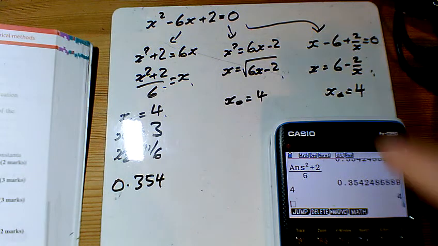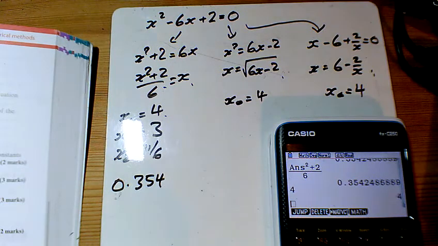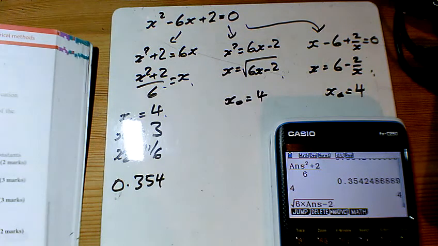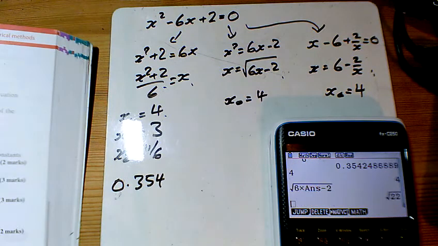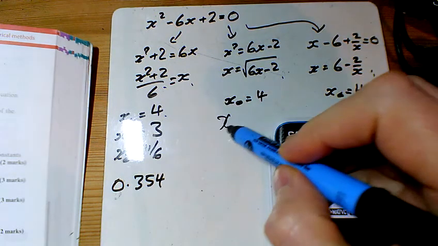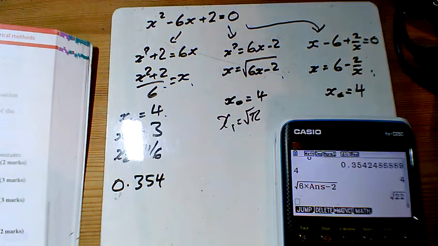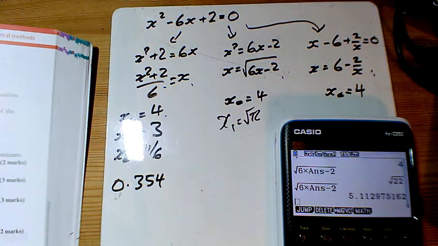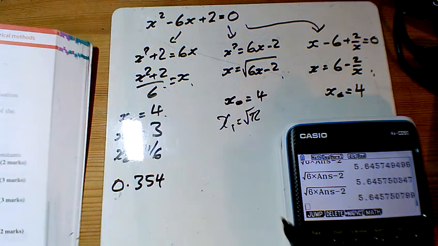Now we can do exactly the same thing again for the second one. I'm putting a 4 in, and this iterative formula is the square root of 6 times the answer, take away 2. And so this time we go to root 22 for the next one. I'll keep pushing this. And this time we get all the way down to 5.646 to 3 decimal places.